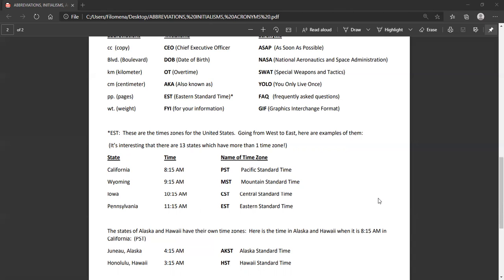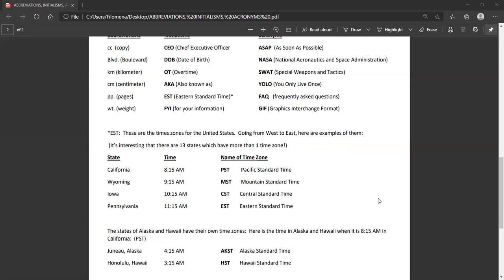Now, the states of Alaska and Hawaii have their own time zones. So here's the time in Alaska and Hawaii when it is 8:15 a.m. in California. In Alaska, it is 4:15 a.m., so 4 hours difference. And it's referred to as AKST, Alaska Standard Time. And in Honolulu, at 8:15 a.m. in California and Honolulu, they are 5 hours off. So it's 3:15 a.m. and it's referred to as Hawaii Standard Time.